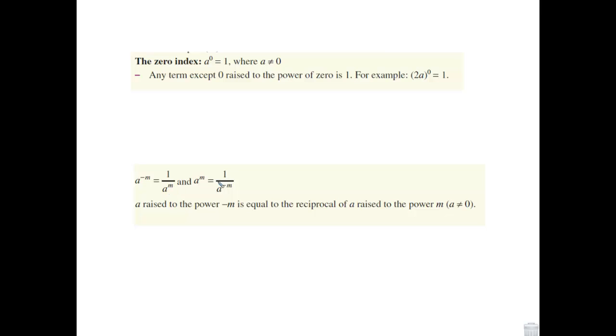And a to the power of m is equal to 1 on a to the power of minus m. And remember, looking at these, that's a reciprocal. So if we had 2 on 3 to the power of minus 1, that would be the same as saying 3/2. So putting it to the power of a negative would be the same as taking a reciprocal raised to that power. So a couple more examples.